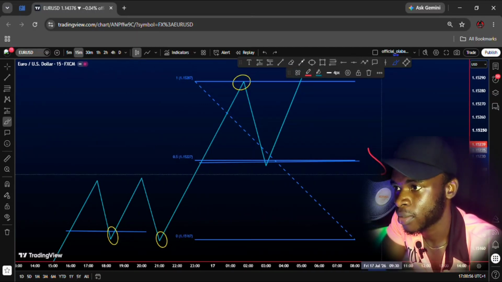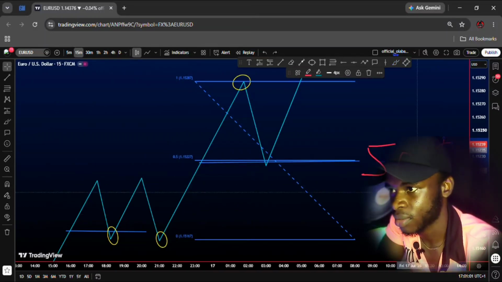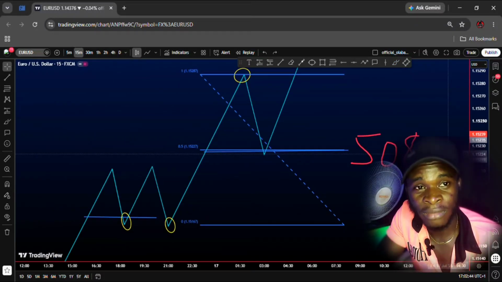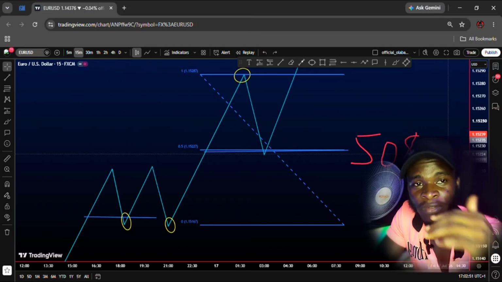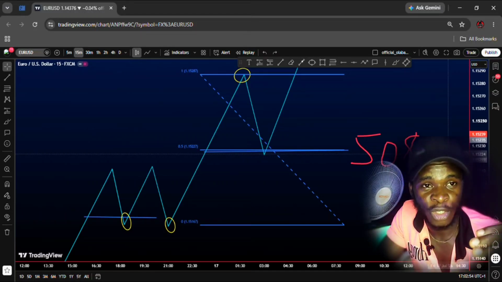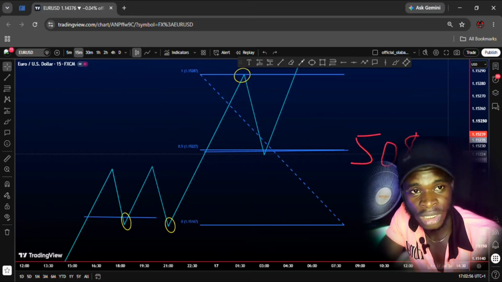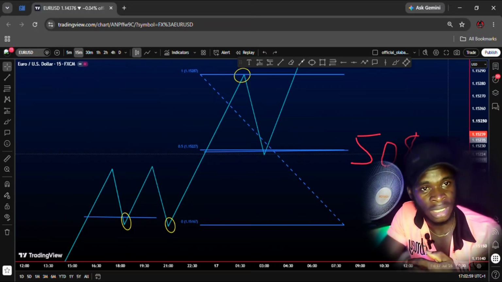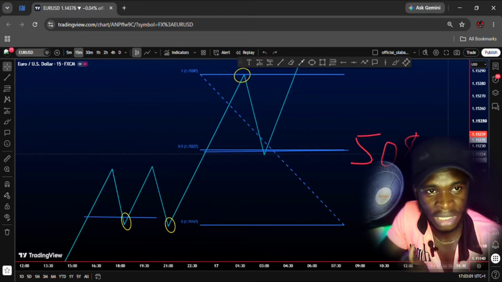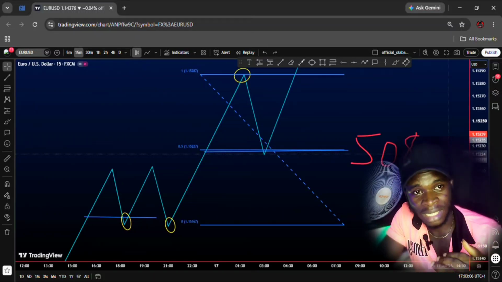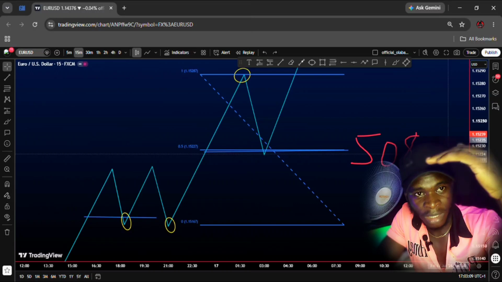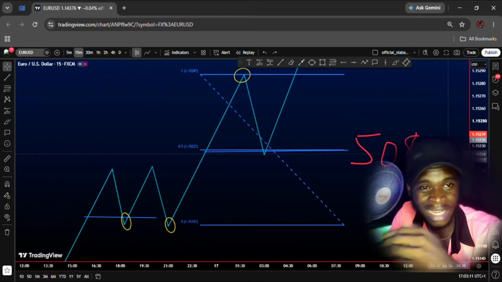Let's call this the 50%. To cut the long story short, the discounted level is anywhere below the 50% of the Fibonacci retracement, and a premium level is anywhere above the 50% of the Fibonacci retracement. So in a buy trend, we are only interested in the discounted level, below the 50%. That's where we want to look for our entry or our reaction. And if the market is selling, we are only interested in the premium level, anywhere above the 50%. That's the one we sell from.